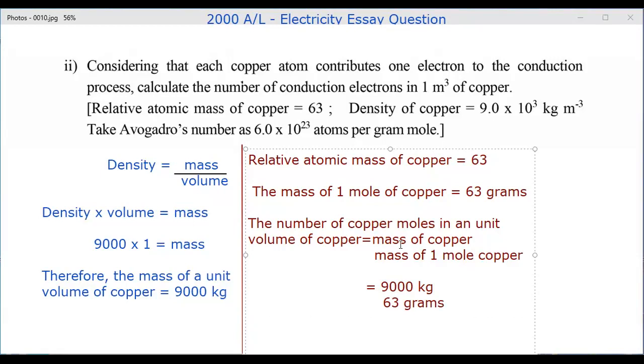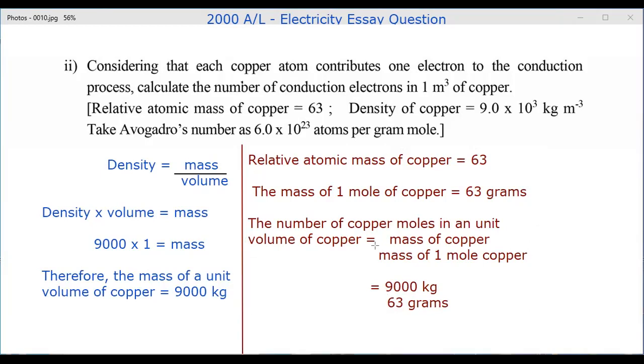Now we have a problem here. What is the problem? If we divide the mass of copper by the mass of 1 mole of copper, we can find the number of copper moles. Given mass of copper is 9000 kilogram and mass of 1 mole of copper is 63 grams. We must convert grams into kilograms or kilograms into grams. The easiest thing is to convert kilograms into grams. So if I multiply 9000 by 1000, kilograms are converted into grams. Then we will divide by 63, which is also in grams.